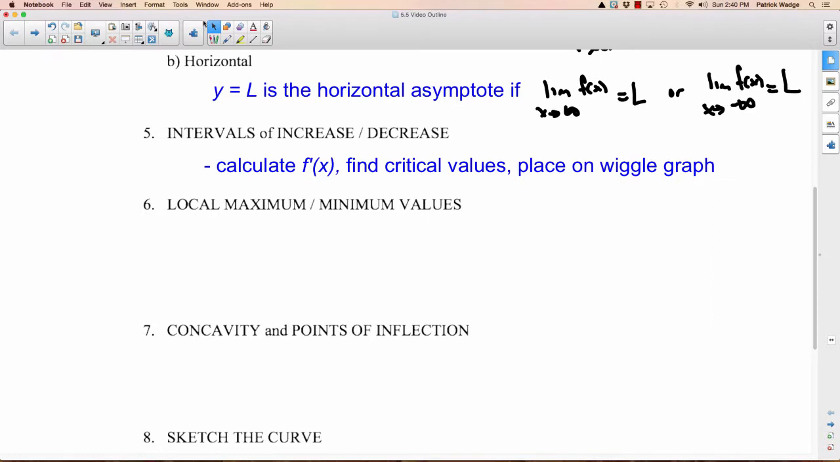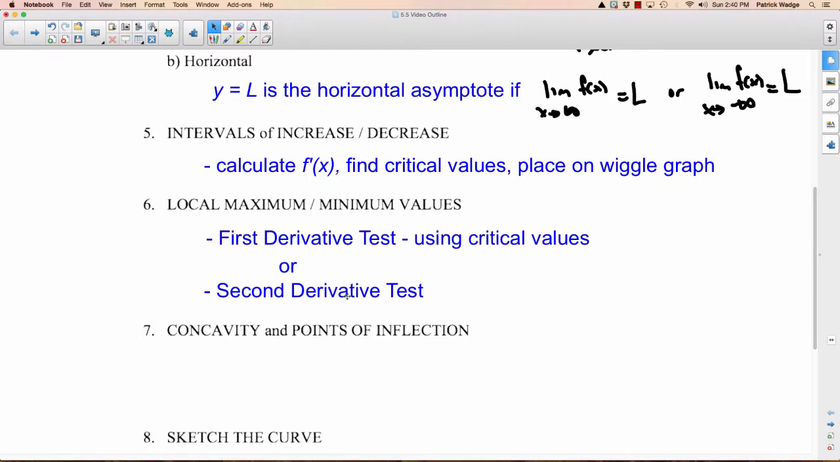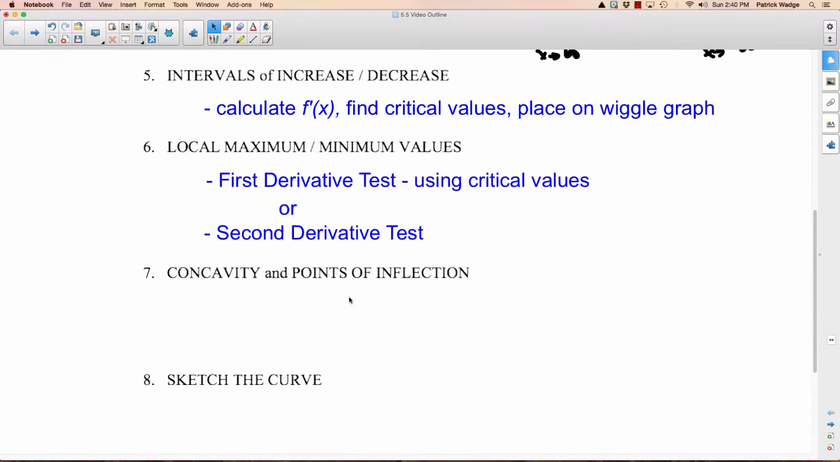For local maximum or minimum, you have two choices. My idea of what to use would be the first derivative test, because you already have done this. All you'll have to do is see if it goes from increasing to decreasing, in which case it's a maximum, or decreasing to increasing, in which case it's a minimum. Or you could also use the second derivative test, which we talked about last day.